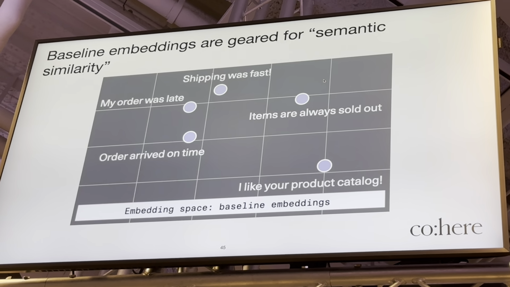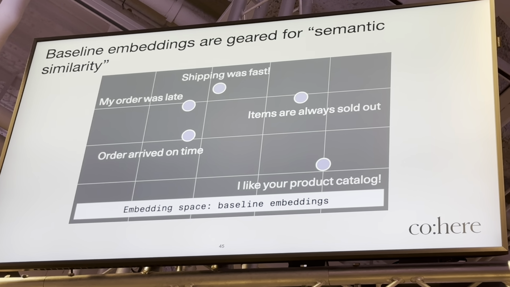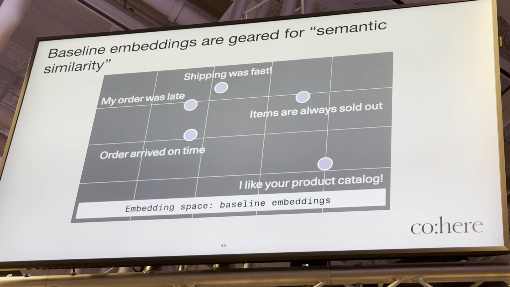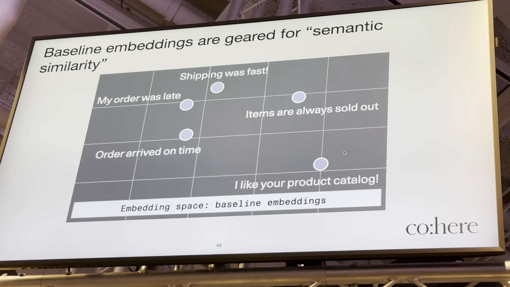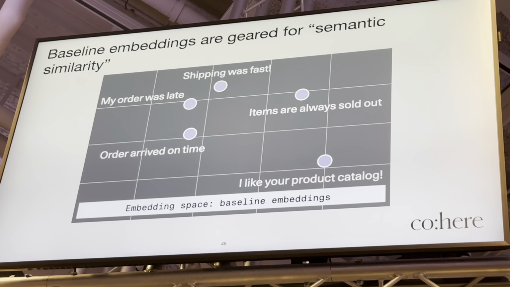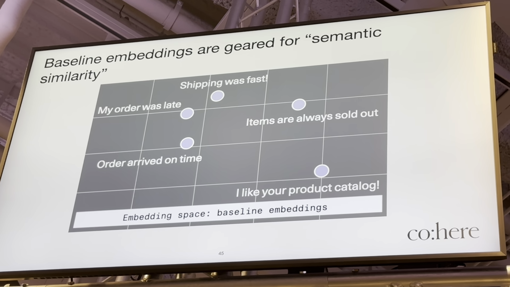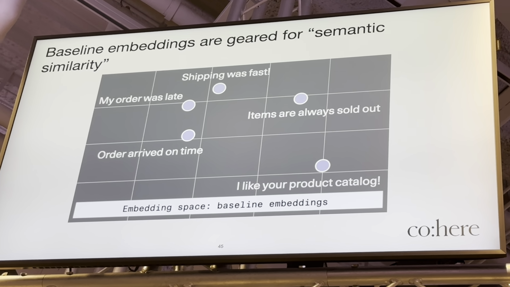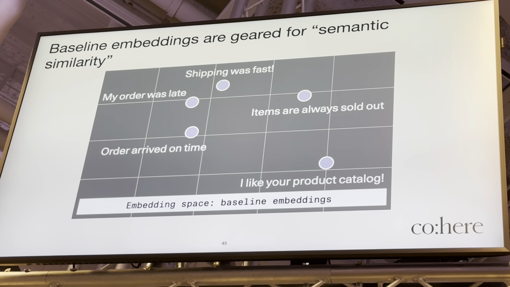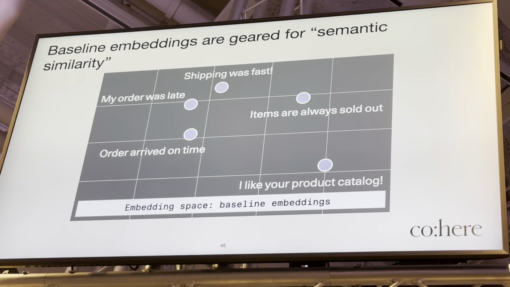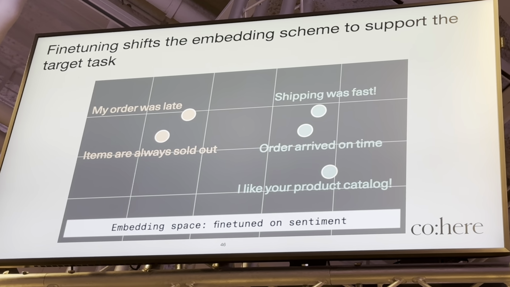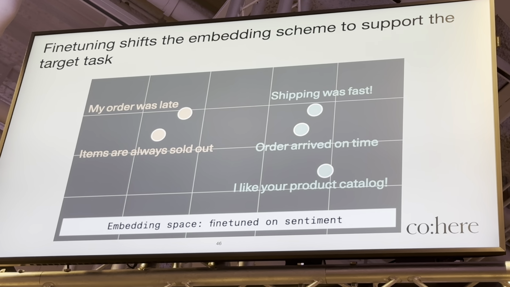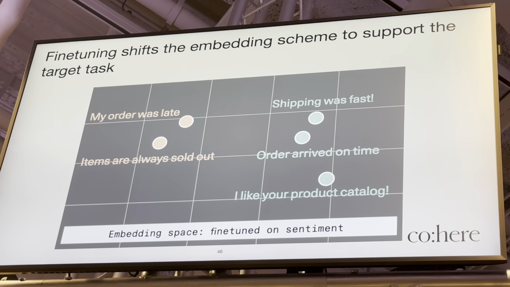You can actually fine tune the state space based on the input coming in. For example, in this case of 5 or 6 examples, you see that the shipping, the catalog, the order being on time, items are sold out, all of these are geared for semantic similarity because they're capturing meaning, but you might not be wanting to classify for that, right? So you can fine tune these models specifically for your use case, and when you do, the state space changes, the model learns to put certain things closer, certain things further apart. And now it's easier for you to distinguish.